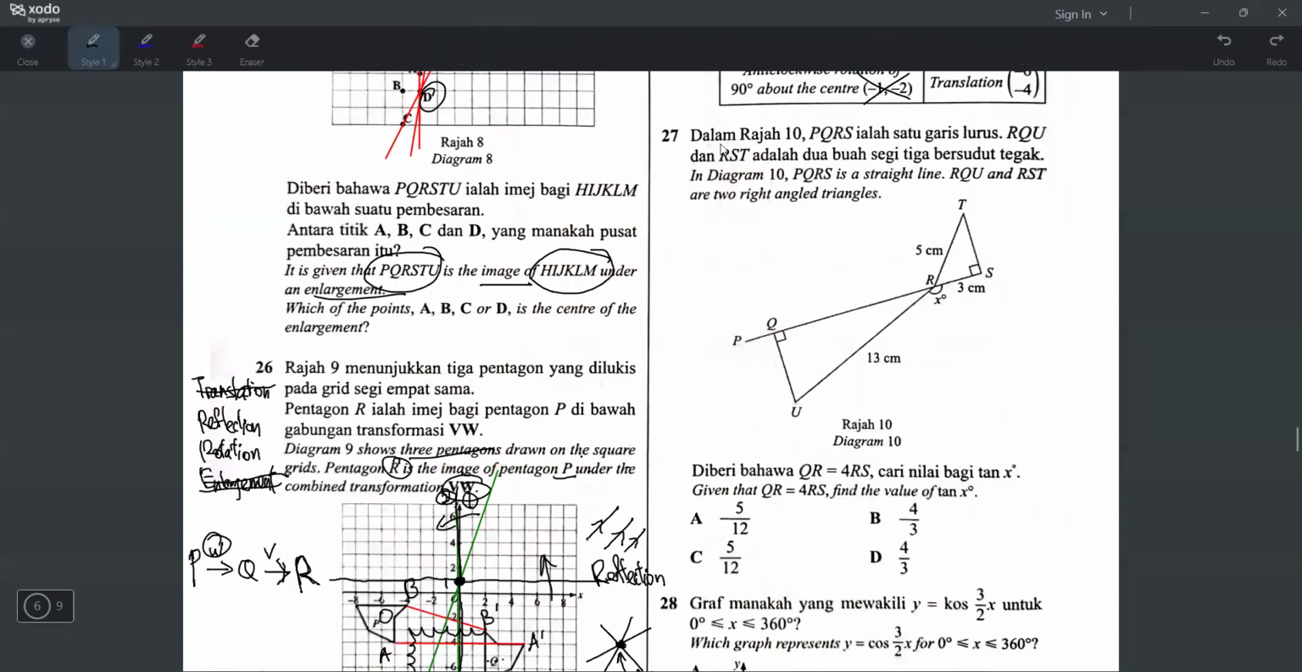Okay, number 27. This is a question from the trigonometry chapter. In Diagram 10, PQRS is a straight line, and RQU and RST are two right-angled triangles. So there are two right angles. And it says PQRS is a straight line, so the total angle here must be 180 for a straight line. Given that QR is 4RS. RS is 3, right? So what is 3 times 4? 12. So this is 12. And then find the value of tangent X.